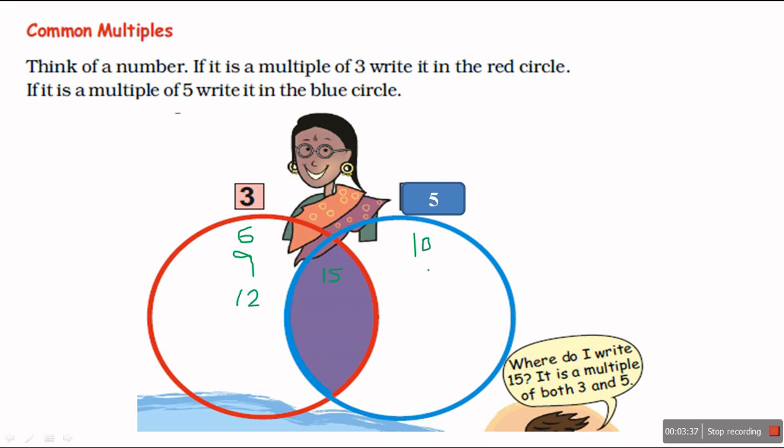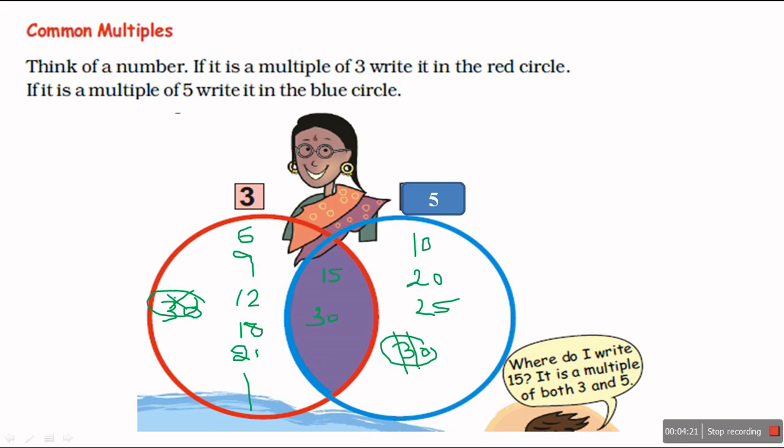12, 5, 10, 15, 20. Other multiples will be 18, 21, and one multiple will be 30 here. There will be more multiples in this way. Similarly, 25 and one multiple 30. So what you can see, this 30 is available here, so it will come in the common portion only. Common multiples are the multiples of more than two numbers.